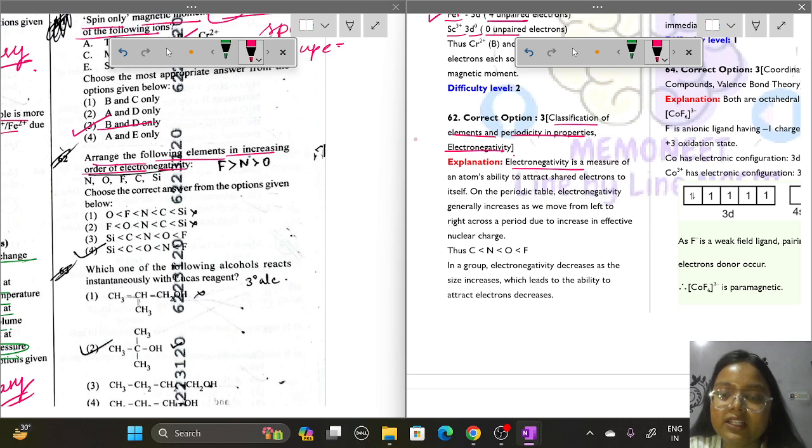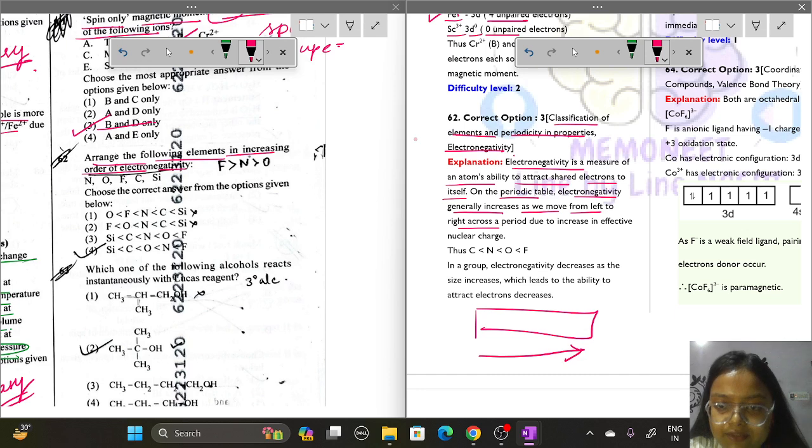So what is electronegativity? It is the measure of an atom's ability to attract the shared pair of electrons to itself. On the periodic table, the electronegativity generally increases as we move from left to right. Let us assume that this is the periodic table. On moving from left to right, the electronegativity increases.